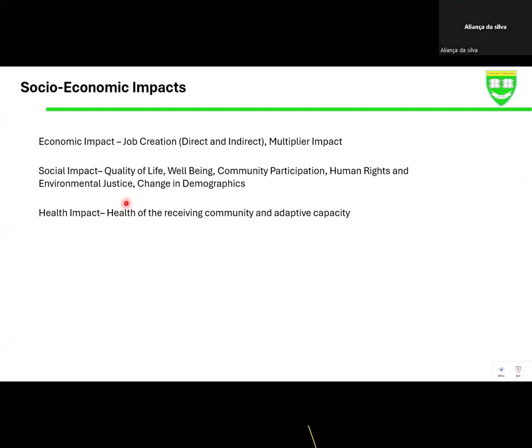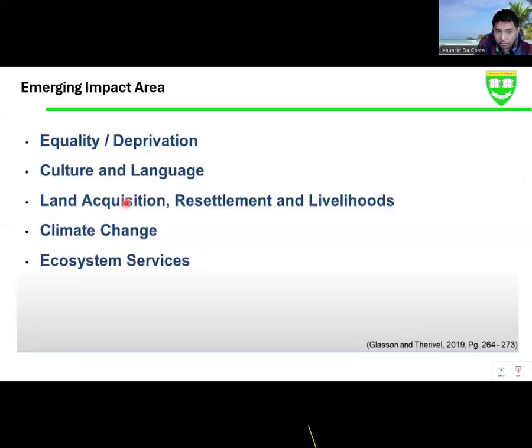Okay. Now, emerging impact areas in environmental impact assessment are, for example: land acquisition, resettlement and livelihood, ecosystem services, climate change, culture and language, and equality, and so on. These are some of the new things that people have been considering when talking about environmental impact assessment.